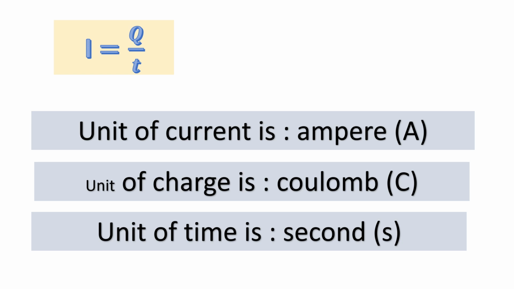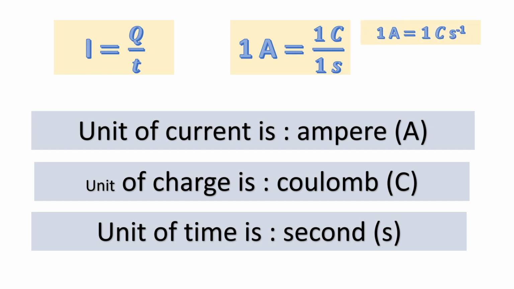So if we put the units in the formula, then we can say 1 ampere. Instead of I, I am putting 1 ampere. In place of Q, I am putting the unit of Q, that is coulomb, so 1 coulomb over, in place of T, the unit of T, that is second, 1 second. So I can easily say 1 ampere equals 1 coulomb over 1 second, or it can also be written like this, 1 ampere equals 1 C s raised to minus 1. That is the way of writing coulomb per second.